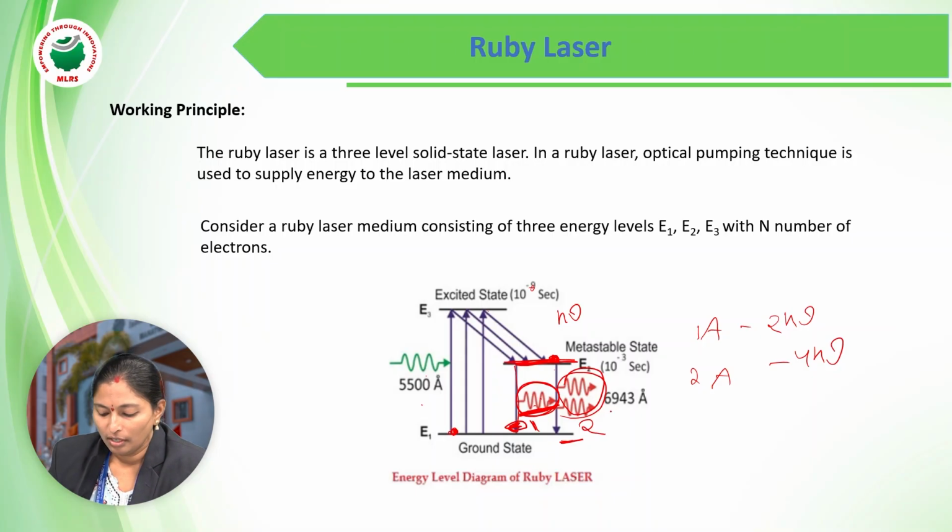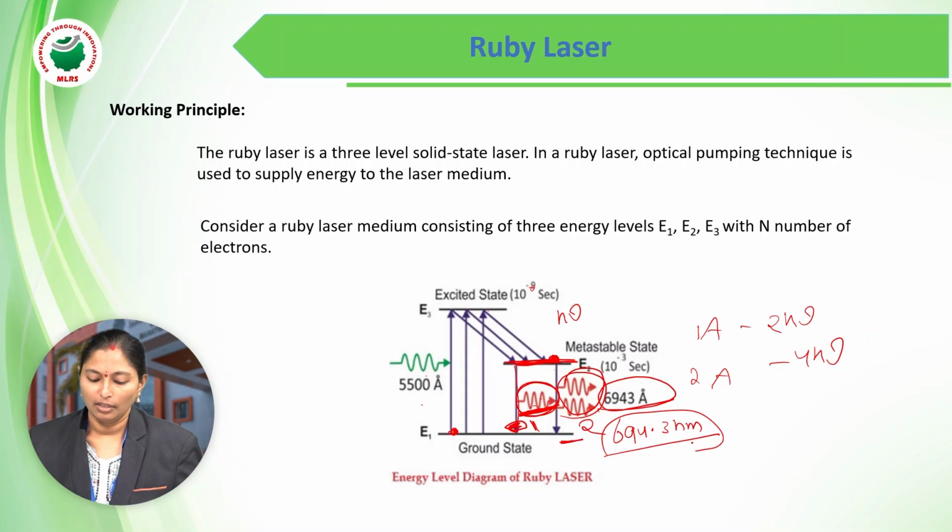So the output of the laser beam falls under the visible region with a wavelength of 6,943 angstroms, that is, 694.3 nanometers. This is deep red in color. Okay, this is very easy.